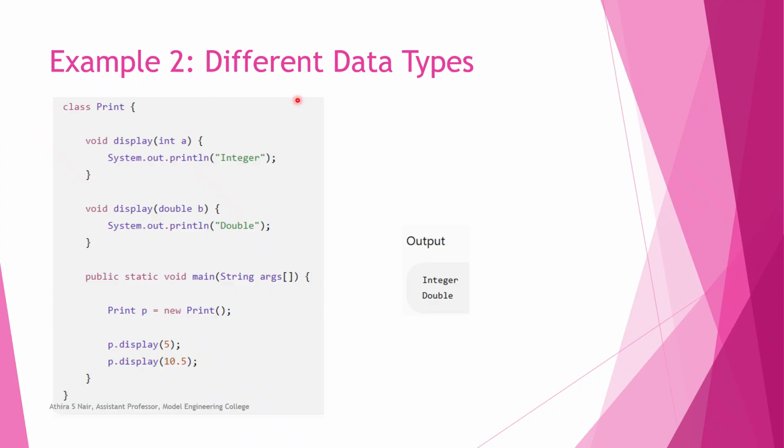Let's see another example with different data types. Here again the method name is the same, that is display. But one method accepts an integer and the other accepts a double. So when we write p.display(5), the integer version is selected, and when we call p.display(10.5), the double version is selected, and then the output is displayed.